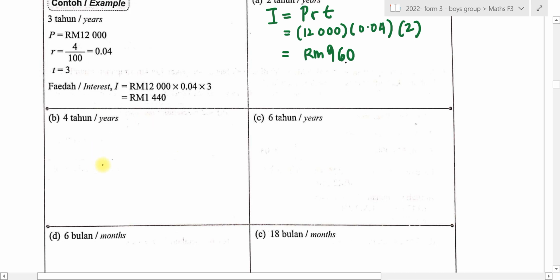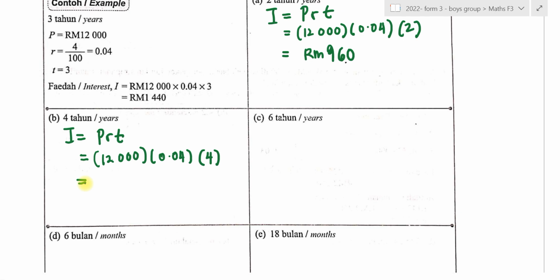So 960 ringgit for the first one. Second one, for 4 years. So I equals, always start with your formula so that you won't forget the formula. So the P is 12,000. The interest rate is 0.04. And your time is 4 years. How much will that be, Shavinat? RM 1920. Okay, RM 1920. That is the interest in 4 years.